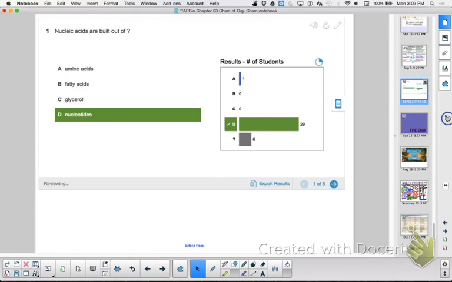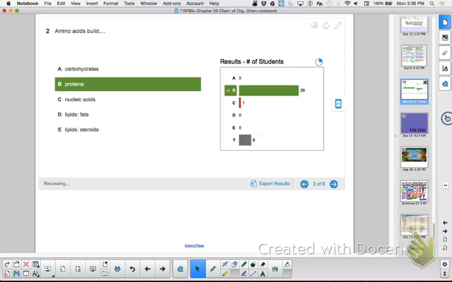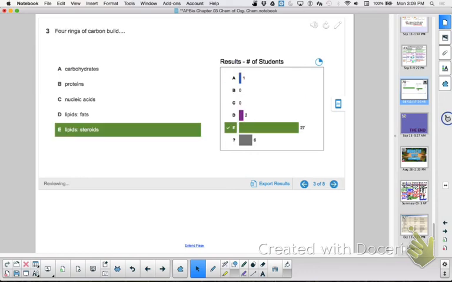Nucleic acids are built out of nucleotides. Only one of you said amino acids. Amino acids build proteins. And by the way, I'm recording all of this for YouTube, so you have all these to look at again, okay? Four rings of carbon build steroids, which is a type of lipid.